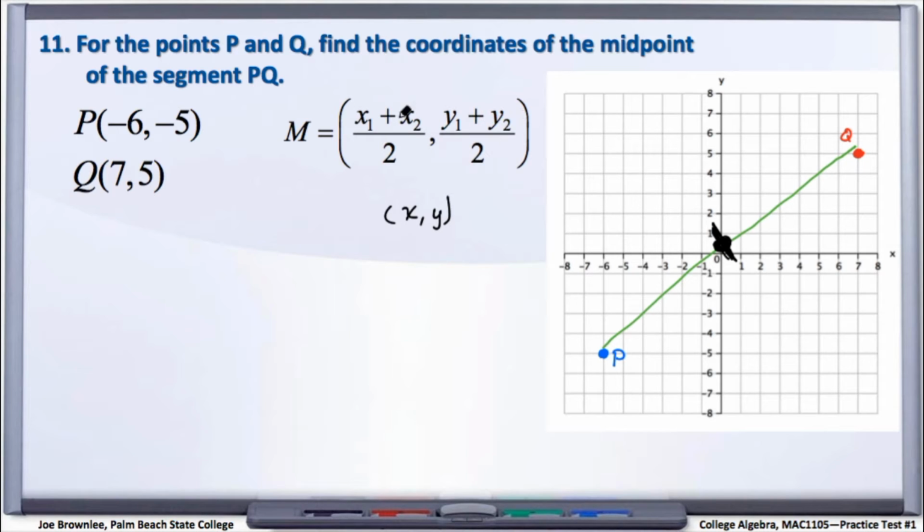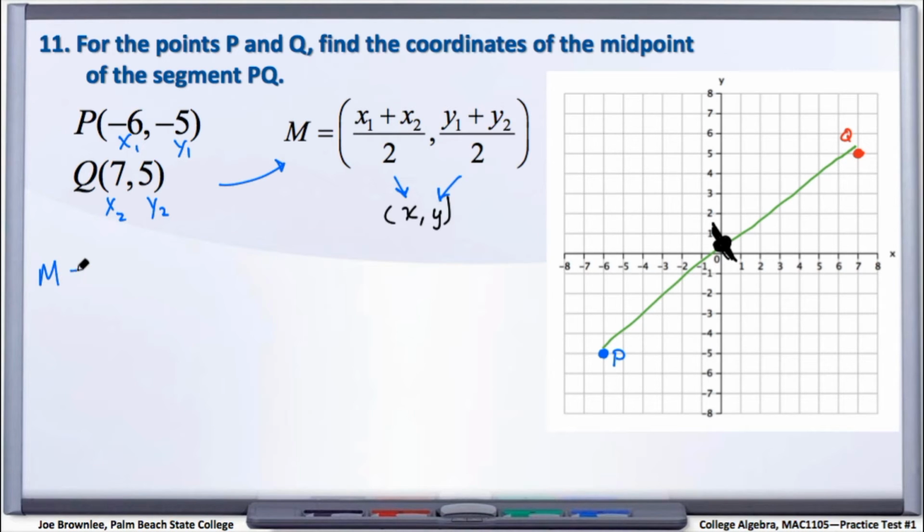So what we're going to do is first add the X's, then divide by 2. That will give us the X. Then we're going to add our Y's together. Whatever that sum is, we will then divide by 2, and that will give us our Y. And just like before, we're going to label these given points. So let's label this X1, Y1. We'll label this X2 and this Y2. And all we're going to do is take this information and plug it right in. We call this a plug and chug.